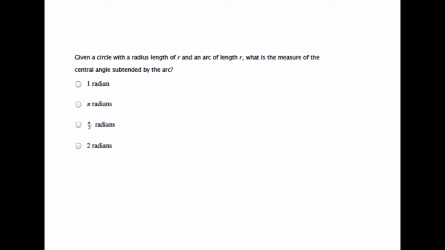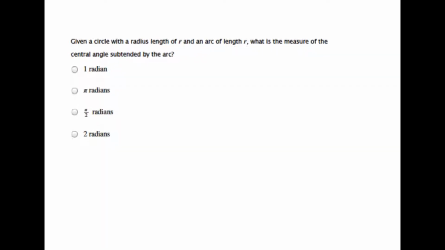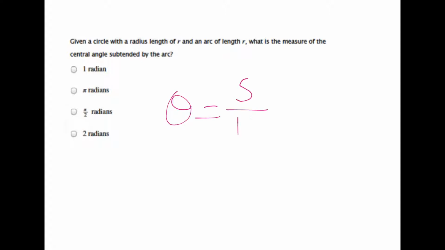All right. Given a circle with a radius length of r and an arc length of r, what is the measure of the central angle? The formula is s over radius, s meaning your arc length, which they said was r, over your radius, which they said was r. R divided by r is 1 radian.